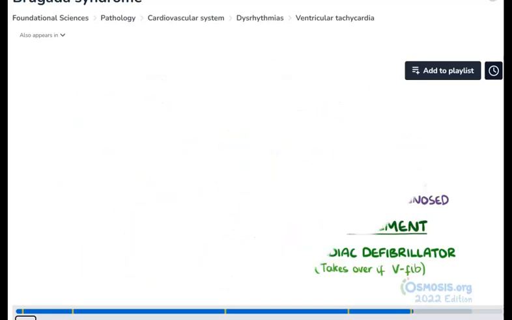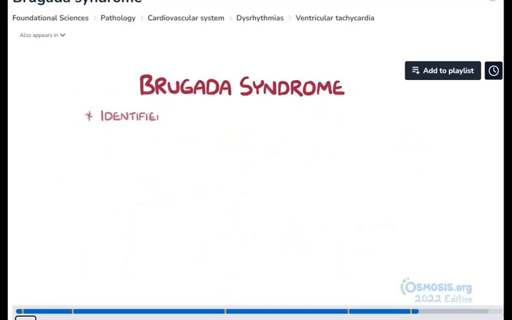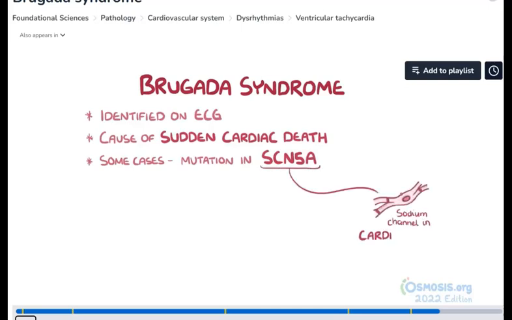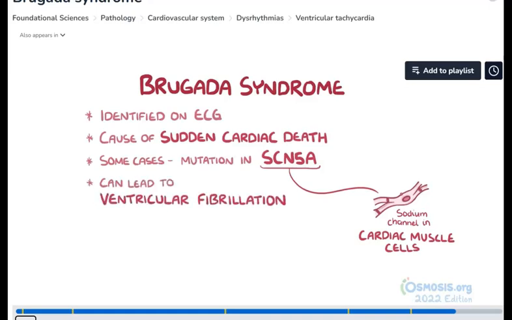Alright, as a quick recap, Brugada syndrome is usually identified based on an ECG tracing and is a cause of sudden cardiac death. Some cases have been linked to a gene mutation in SCN5A, which encodes a sodium channel found on cardiac muscle cells. Ultimately, Brugada syndrome can lead to ventricular fibrillation, which is when the ventricles contract in an uncoordinated way, and in some cases a defibrillator is implanted to prevent sudden cardiac death.